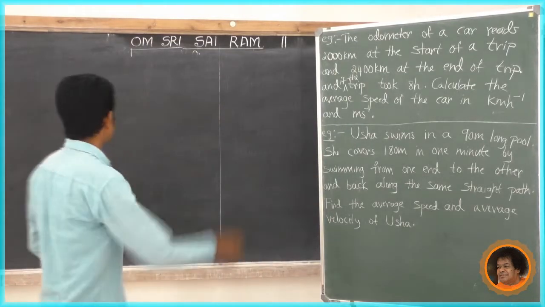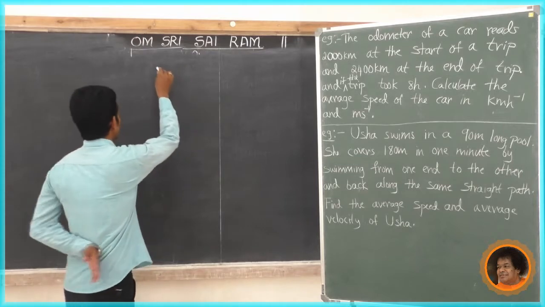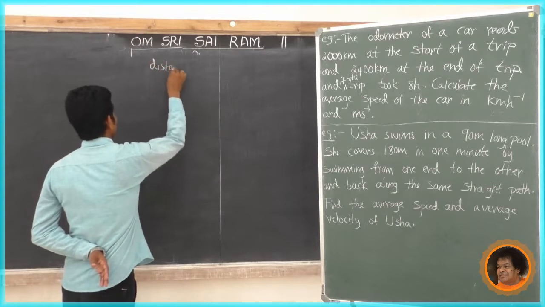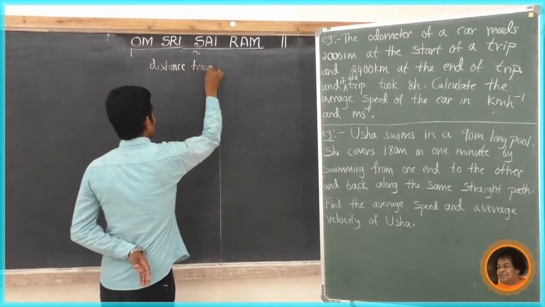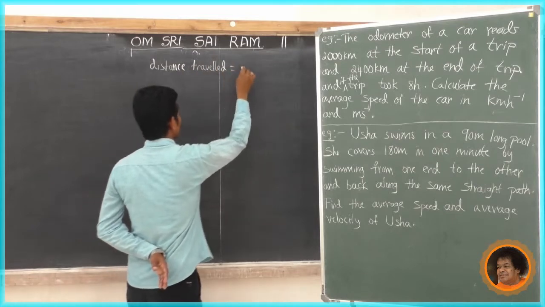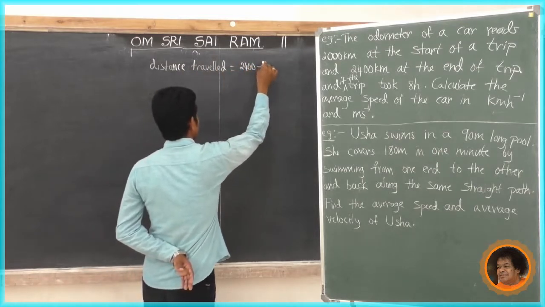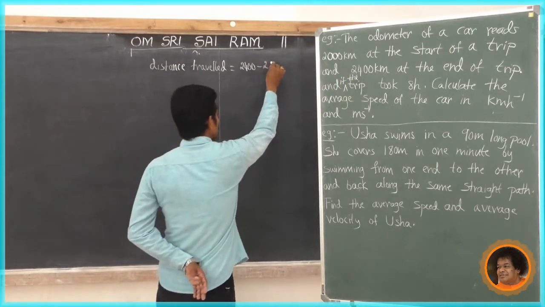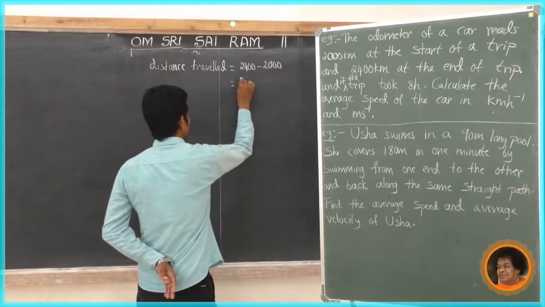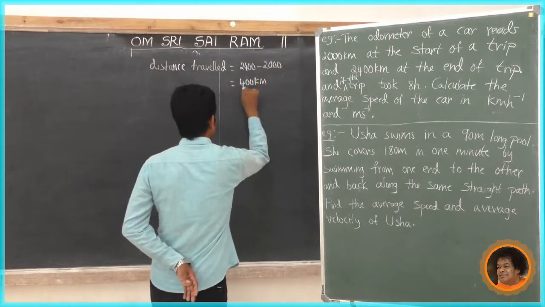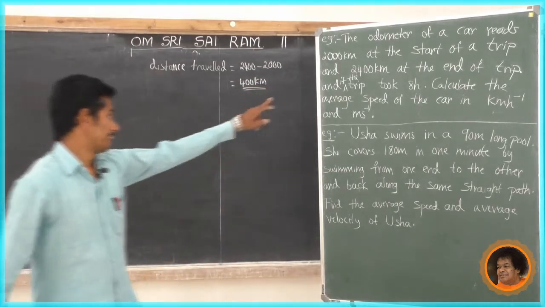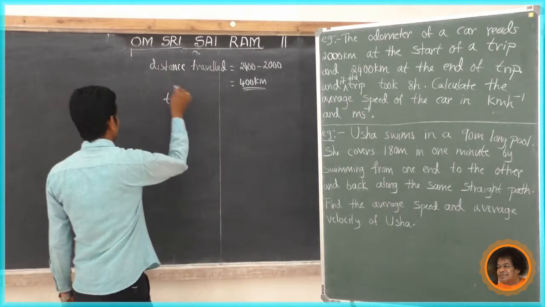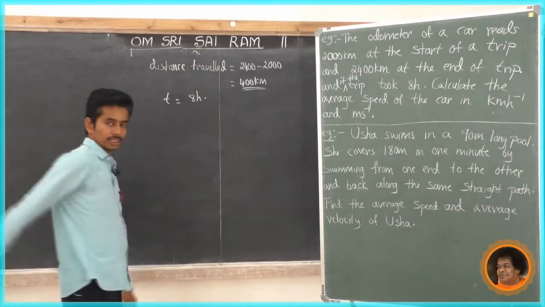Now write the data. What data are given? First, find the distance traveled by the object. Distance traveled equals 2400 minus 2000. What do we get? It is 400 km. This is the distance traveled. Now, the trip took 8 hours, so the time taken t is 8 hours. It is given in hours.